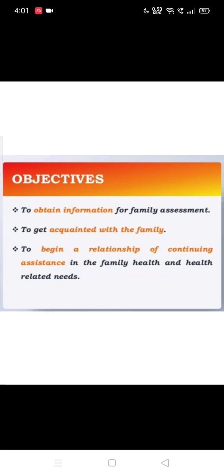Then moving towards the objectives of the home visit, like the goal or aim of the home visit. What is the aim? Why are you doing it? So that is to obtain information for family assessment. To assess the family, we need to collect this information from the family members for assessment of the family only.